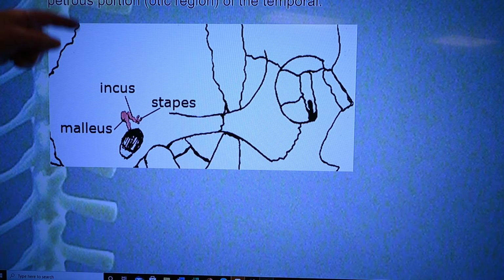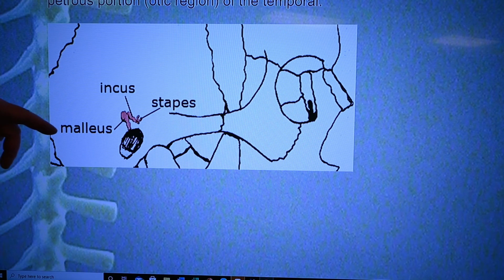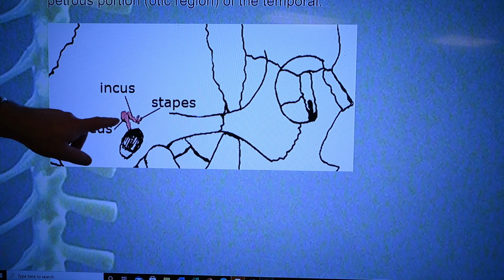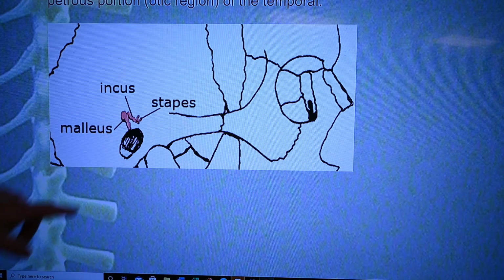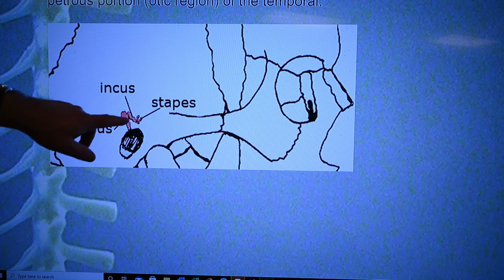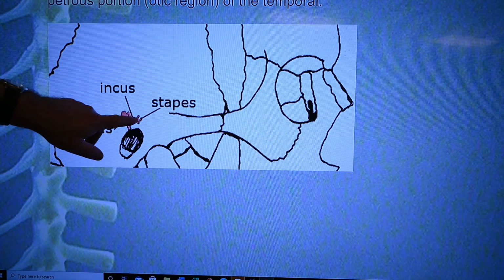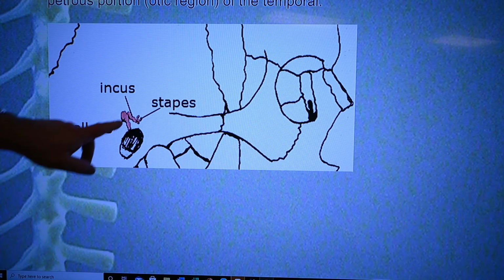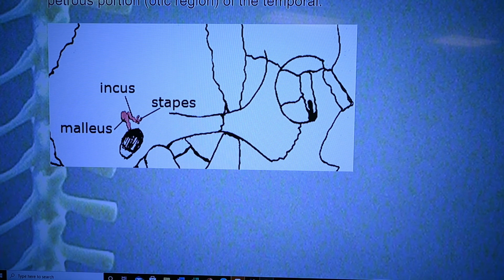The final position of the hyomandibular, the stapes, right here. It's now connected to the incus and the malleus. The incus and malleus derived from the palatal quadrate and Meckel's cartilage elements here, and we're going to look at that next to see that transition.